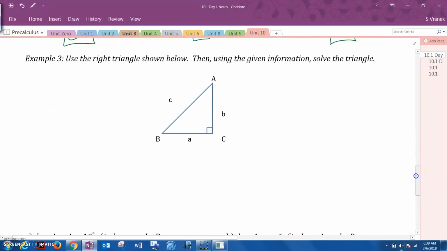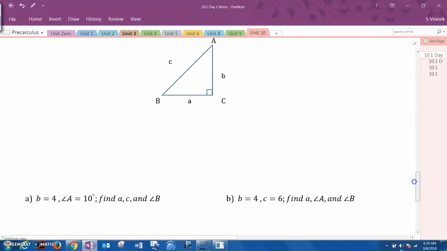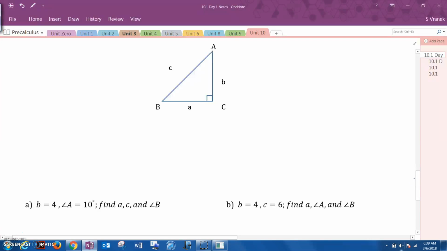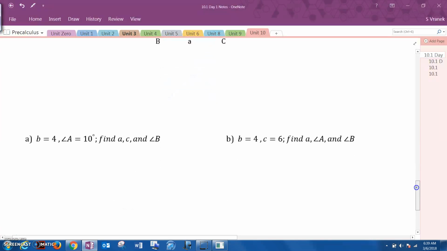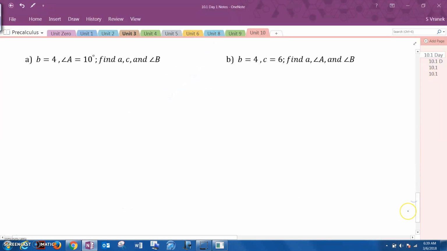So again, given this triangle, we're going to answer questions. All it's telling you is that the right angle is at C. That's the important thing. So I'm down here for A and B here. I'm going to draw a quick triangle. It doesn't matter where A and B are, it just matters that C is the right angle. I know that this angle is 10. And I know that B, little b, which is across from B, is 4.